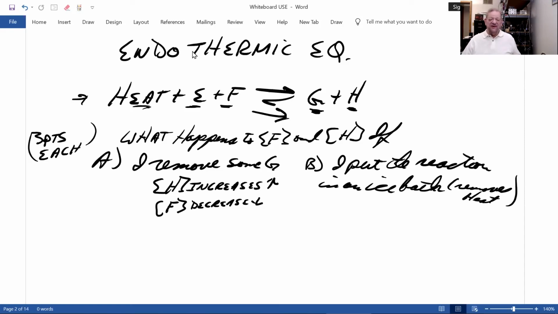Now, your turn again. B, what happens to the concentration of F and H for this reaction if I put the reaction in an ice bath? Remember, an ice bath removes heat.